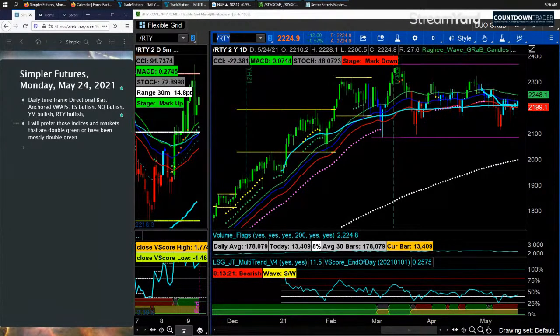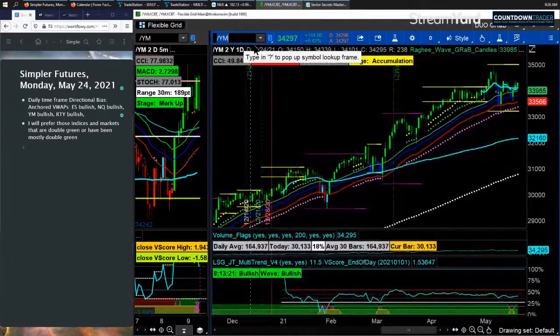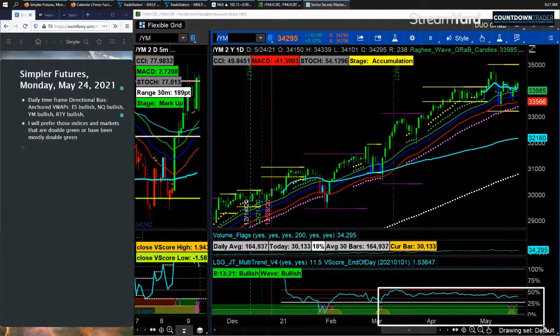All right. Okay, so what we're doing to kick off the morning is looking at our anchored volume weighted average price and the structure of the market, which takes us down to the indicator at the very bottom of my chart, which is down in here. And I want markets that have been mostly double green. Notice RTY would not meet the criteria. Let's contrast YM to RTY. Notice the bottom here. This is far better, clearer structure.